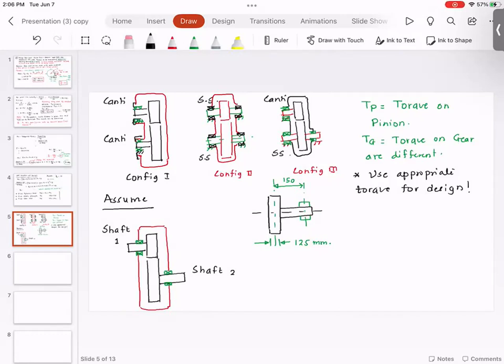Just a second, let me connect my power supply.